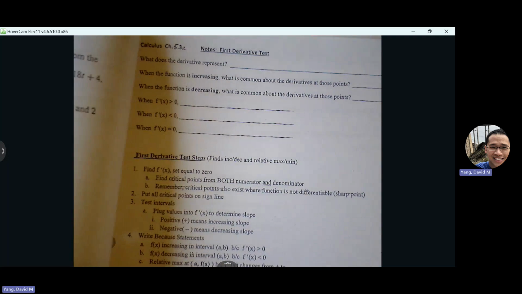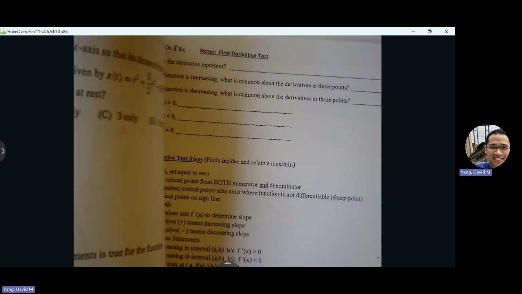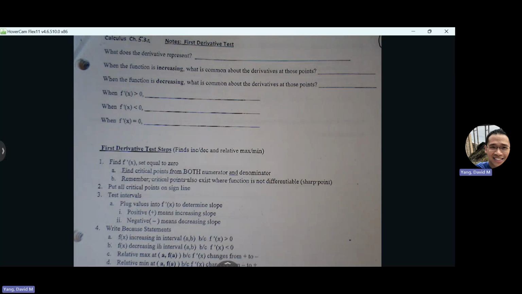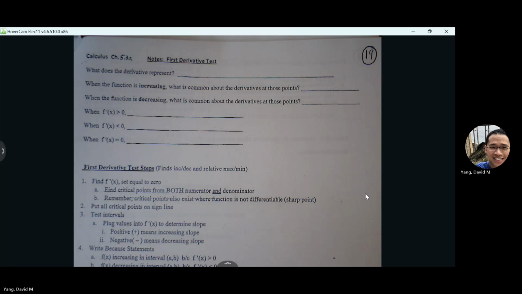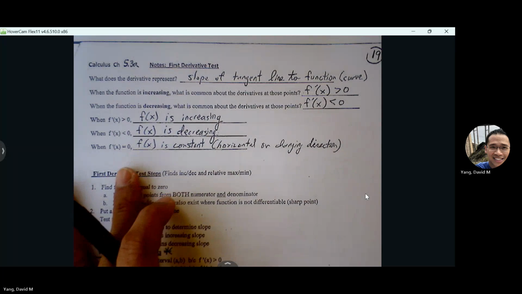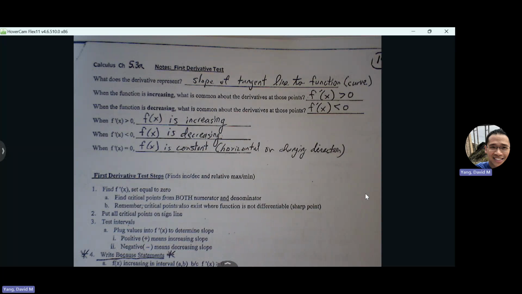Okay, so today we're going to move into more curve sketching, more specifically curve sketching content. So page 19. This is called the first derivative test. You're going to recognize this because this is a lot of the same thing that we did with particle motion. Okay, so what does the derivative represent? Derivative is simply another fancy word for slope. So it's the slope of the tangent line to our function or our curve.